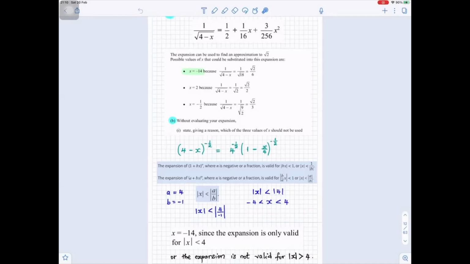So which one should we not use? x equals minus 14, because it goes from minus 4 to 4, and minus 14 is well outside. So minus 14 is there, minus 4 is there, and 4 is there. So minus 14 is not in that range. That's why. So the expansion is not valid for the absolute value of x greater than 4. So that's what you can write as well.